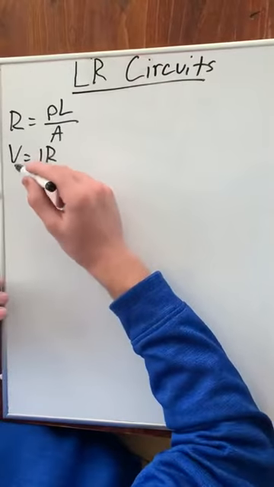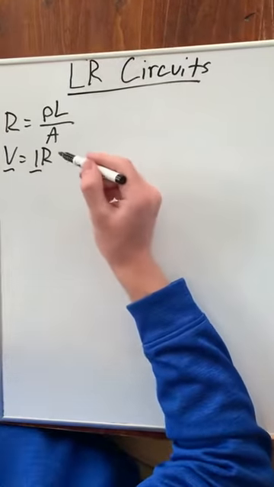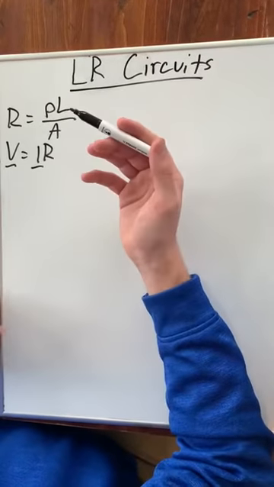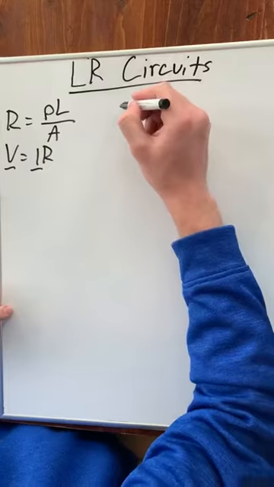And as well as we can use voltage and current to know how that relates to resistance and to solve for that as well. And then the other part of it we know is the inductor, which is L.